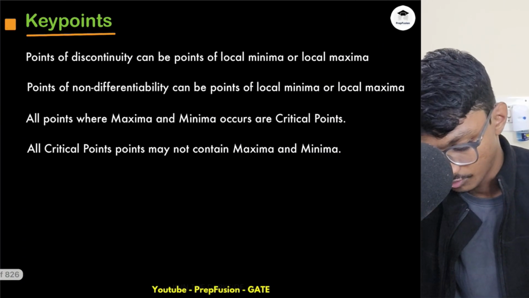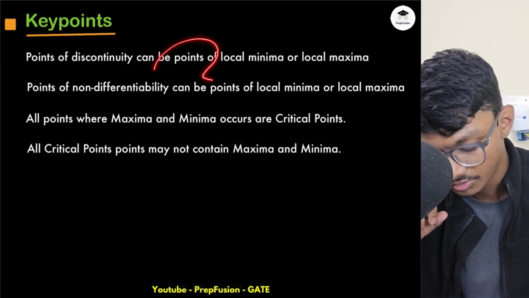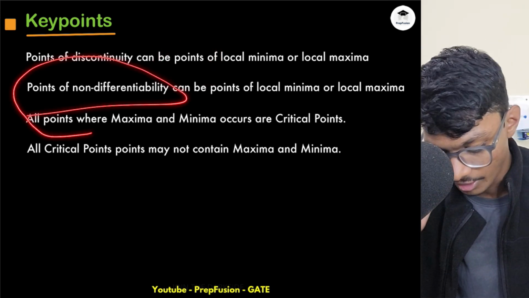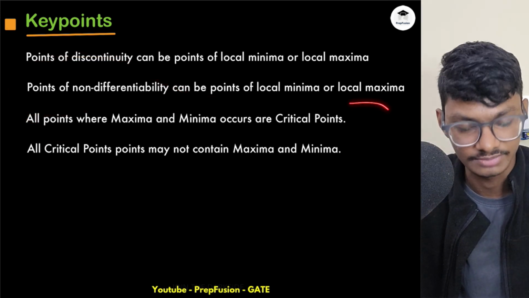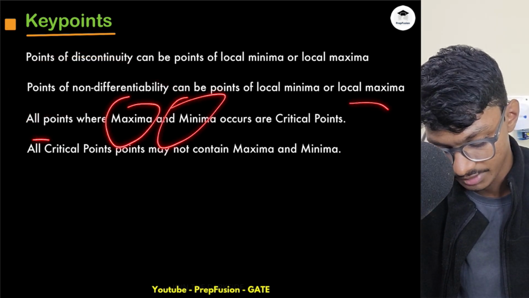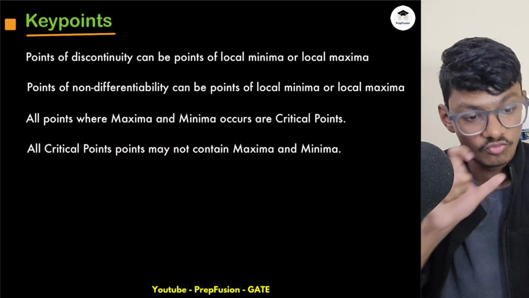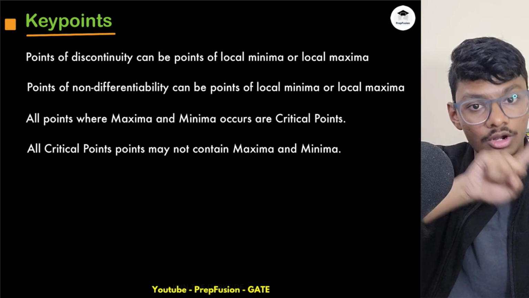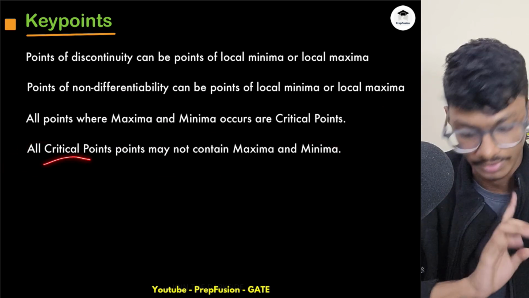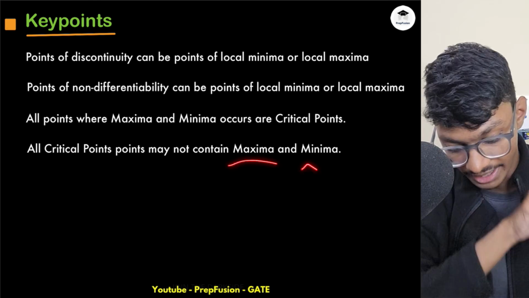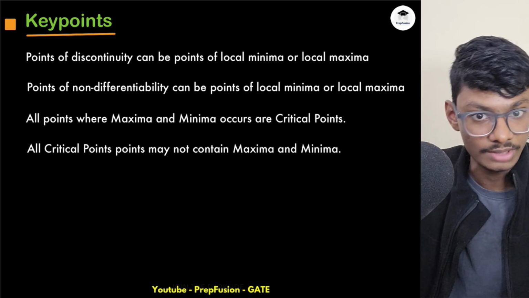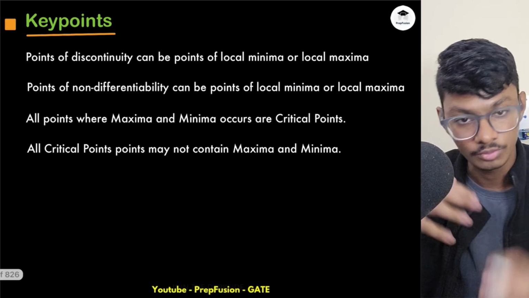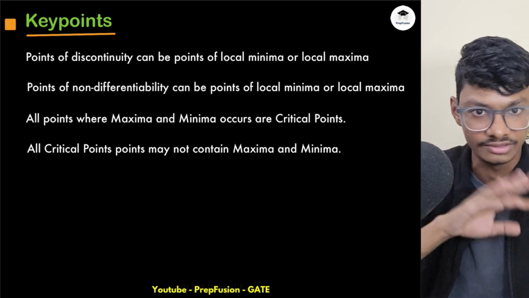Okay, so let's read a few key points. Points of discontinuity can be points of local minima or maxima. It may so happen. We'll understand that. Points of non-differentiability can be points of local maxima or minima. All points where maxima and minima occur are critical points. So wherever maxima minima occur, definitely it will be a critical point, but all critical points are not maxima minima. This is exactly what is written in the fourth statement. All critical points may not be maxima or minima, but wherever maxima minima occur, those will be my critical points, 100% sure. Okay, I hope you are grasping the concept. If you don't, just repeat the video.